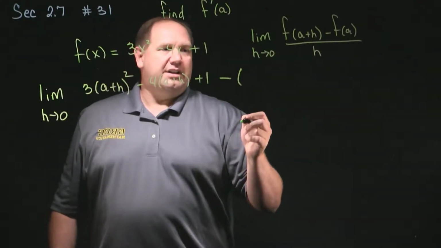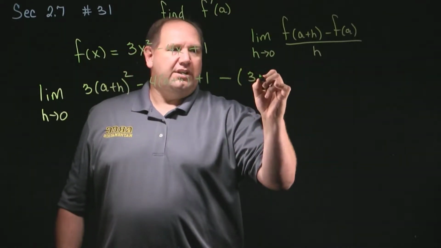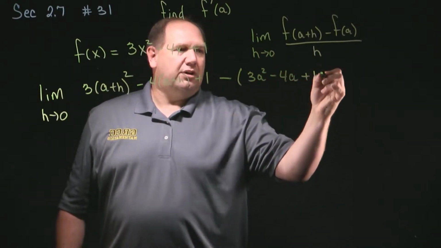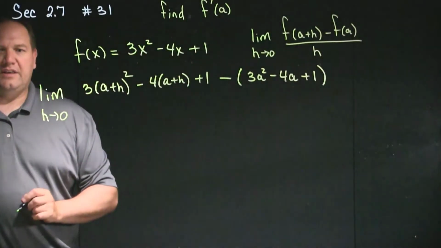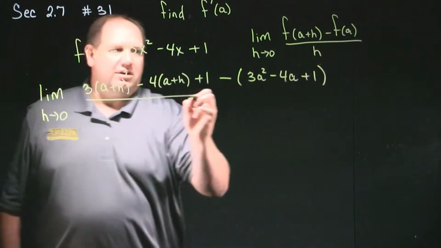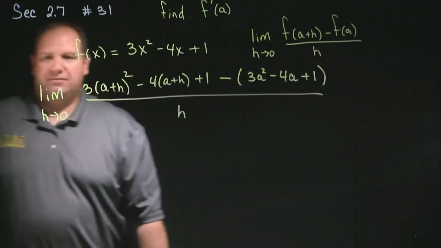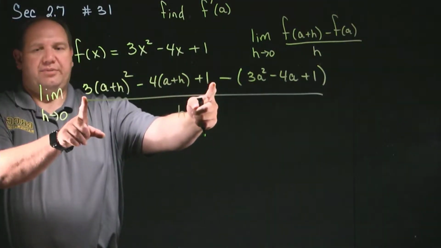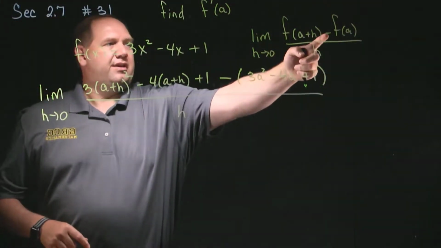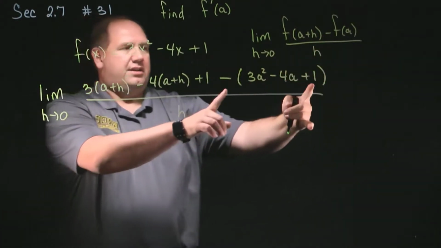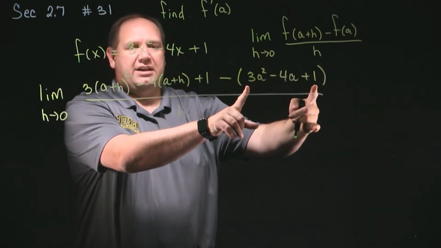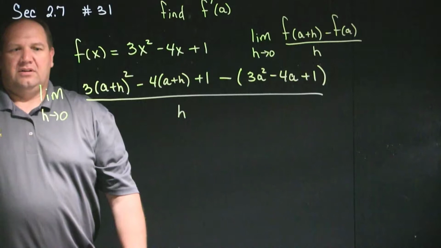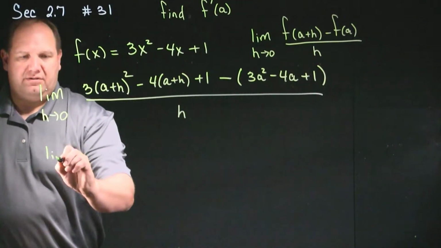So f evaluated at a is 3a squared minus 4a plus 1. And then that whole situation all divided by h. This part is f of a plus h, minus, and this is f evaluated at a, all being divided by h. Now I'm going to simplify and expand the top.